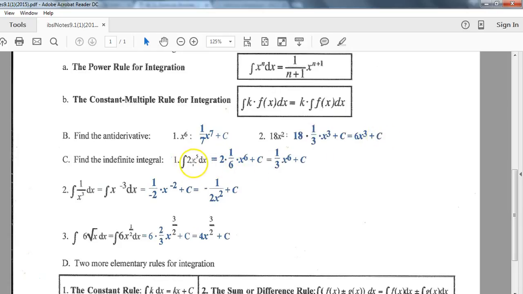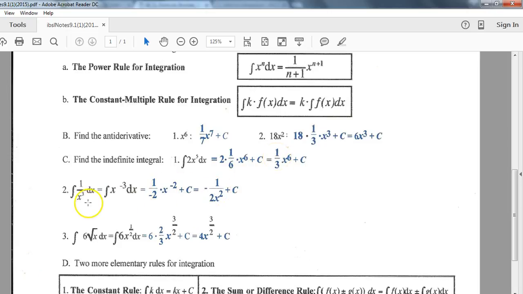Again, these are all more of the same, so feel free to give some of these a try. But again, you're going to add 1 to your exponent, it becomes a 6. 6 becomes your denominator. And then if you reduce your 1/6 times 2, this is where you would end up. And again, a lot of times you'll see this as x to the 6th over 3 instead of pulling out the 1/3, but it means the same thing.